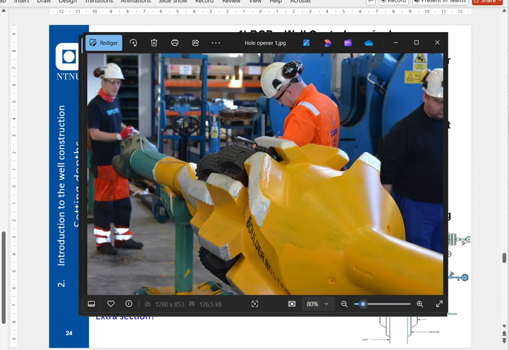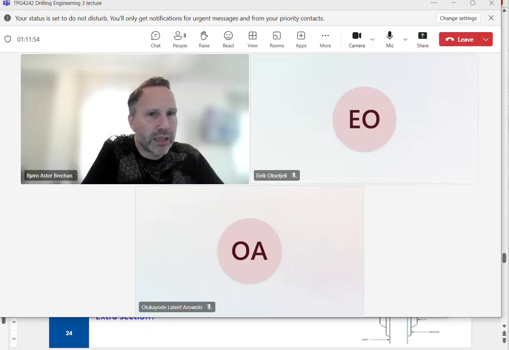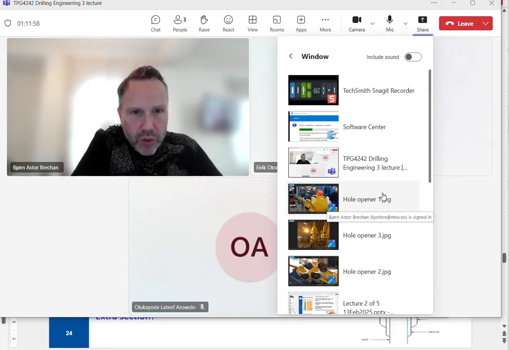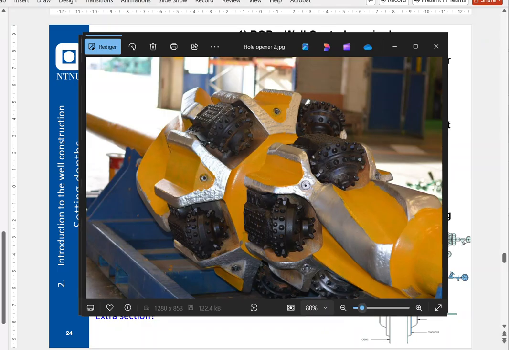I'll just make a note of the name in black going down there, boulder buster. As I talked about, boulders are rocks carried and inserted into shallow formations, which disturb the drilling quite significantly. Now, there are more pictures to look at so that you get an idea how it looks. This is the hole opener part.